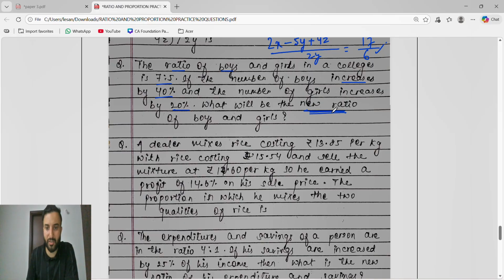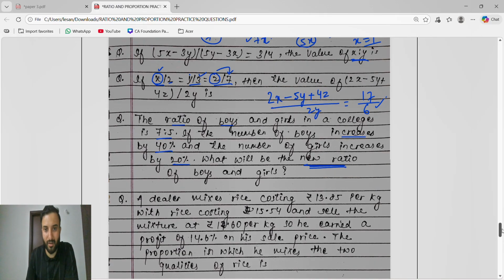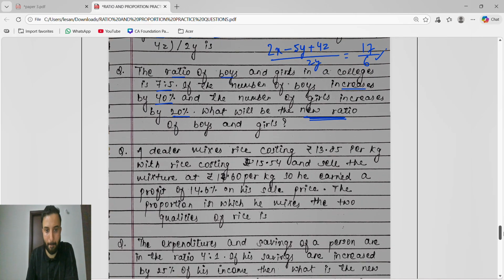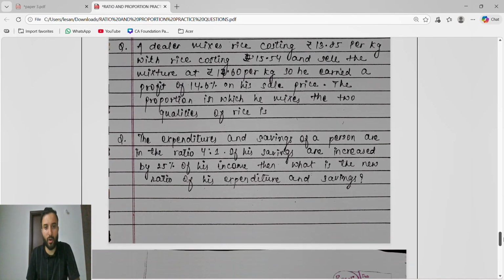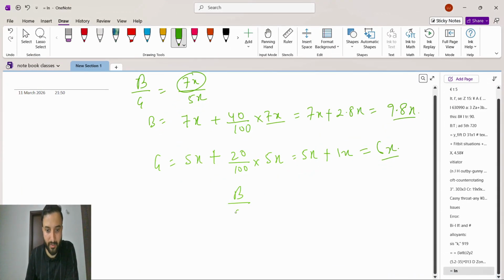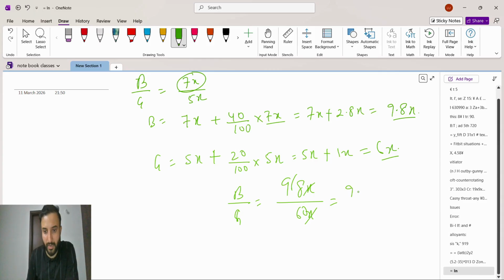Again, this question is of ratio only. What will be the new ratio of boys and girls? So 9.8x divided by 6x. That will go here, 0. So 98 by 60. 9.8x by 6x, x will get cancelled. If you remove this point, 1 zero will come down.